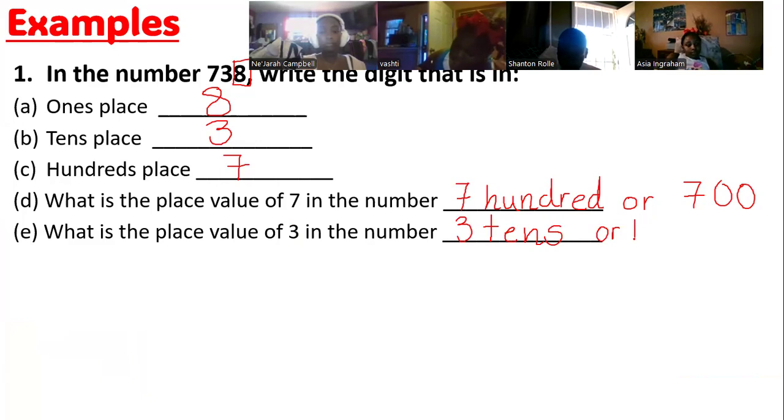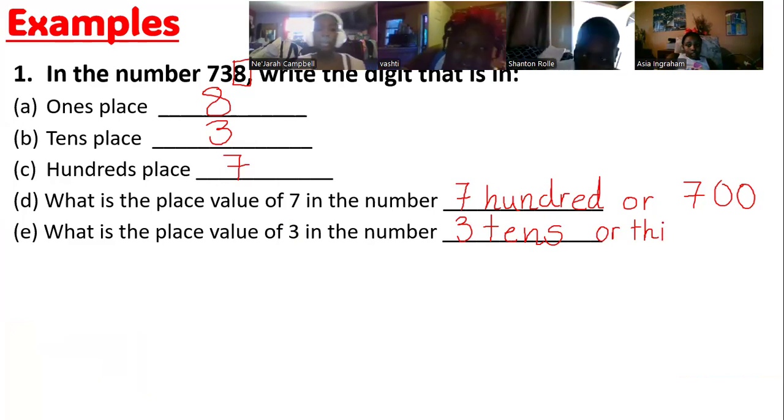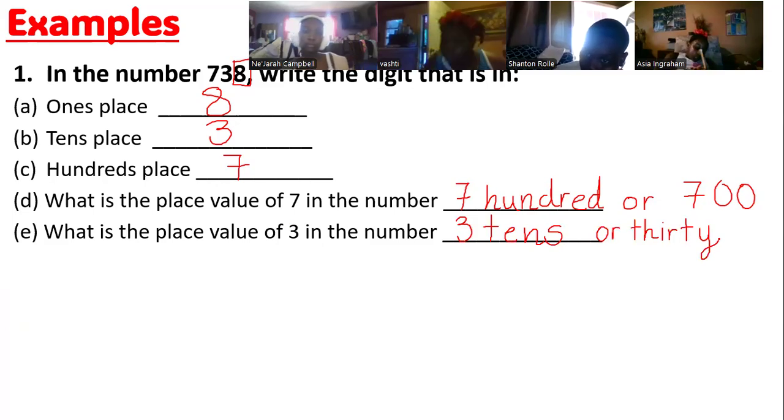So we could say 30. Spell 30 for me. How do you spell 30? T-H-I-R-T-Y. Very good. 30. So the place value of 3 in this number is 3 tens or 30. You all understand that? Yes or no? Yes, sir. Good. Perfect. So in this number 738, the place value of 3 is 3 tens or 30.